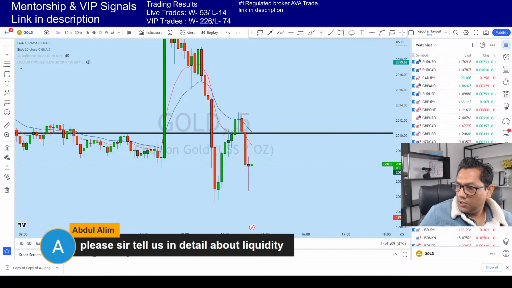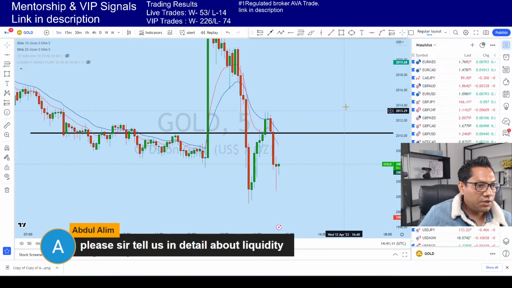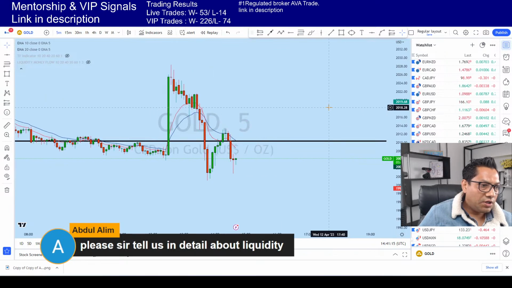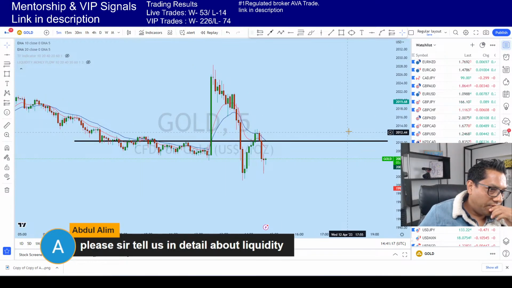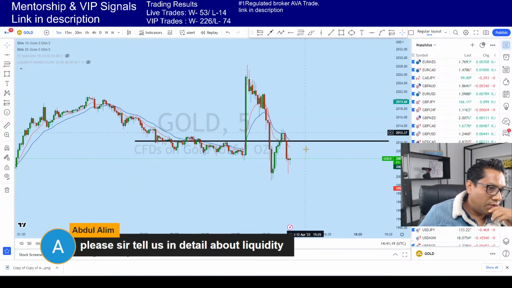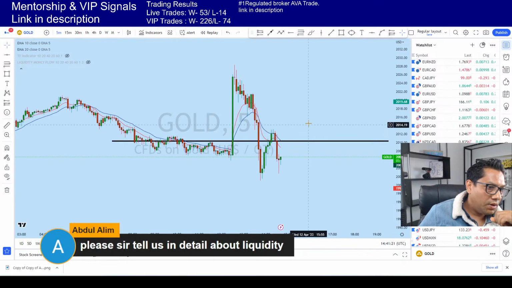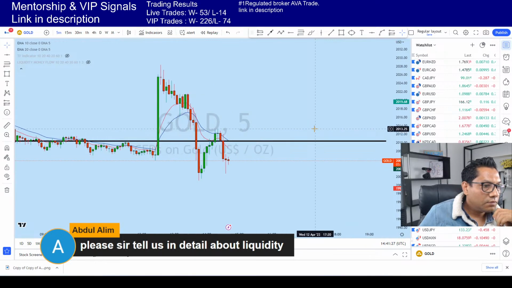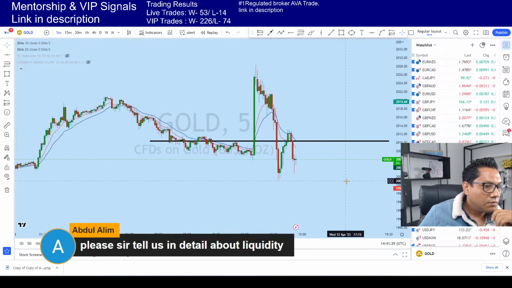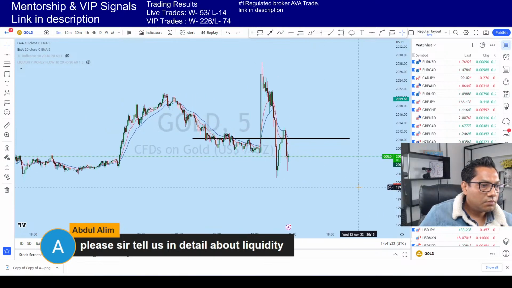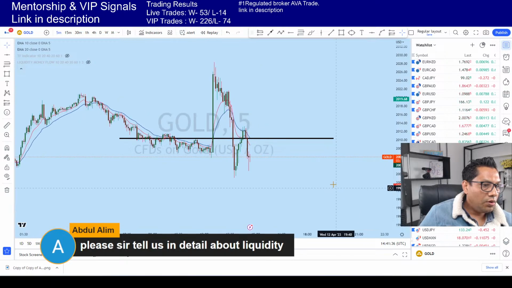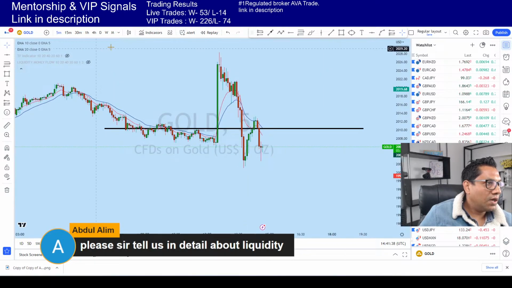Okay, so we see interesting market structure on gold, guys. The direction is still not clear. It looks like it grabbed liquidity from the top and then from the bottom. Now it is again pushing back up. We have seen liquidity taken from all sides.